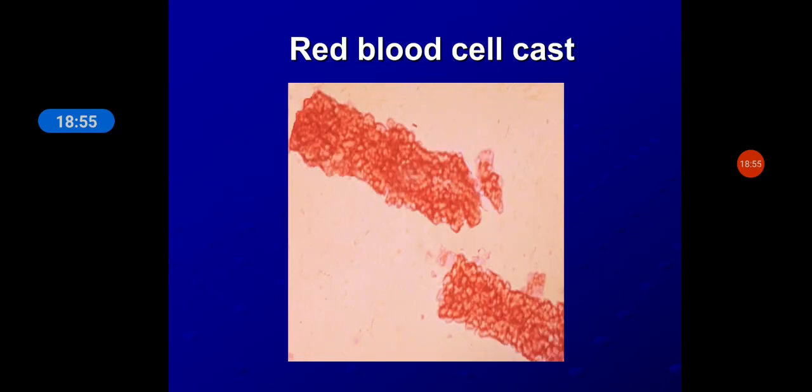This is again RBCs, they get stuck together and form casts. They have to come through the tubules, right? So that's why they have this particular shape. RBC casts are more commonly seen in acute glomerulonephritis, malignant hypertension, Henoch-Schönlein purpura, SLE. In all these conditions you will have RBC casts.